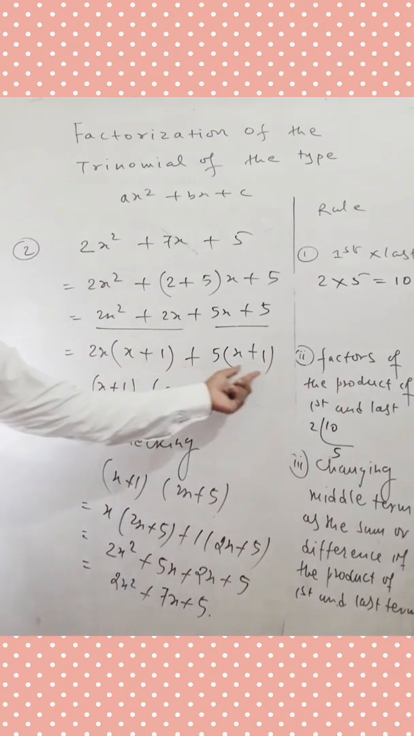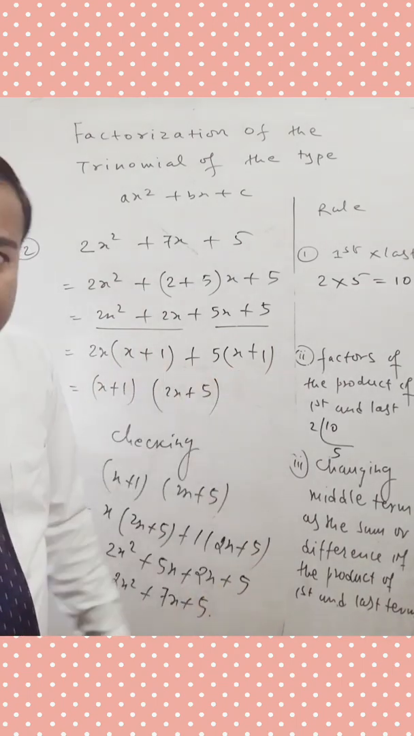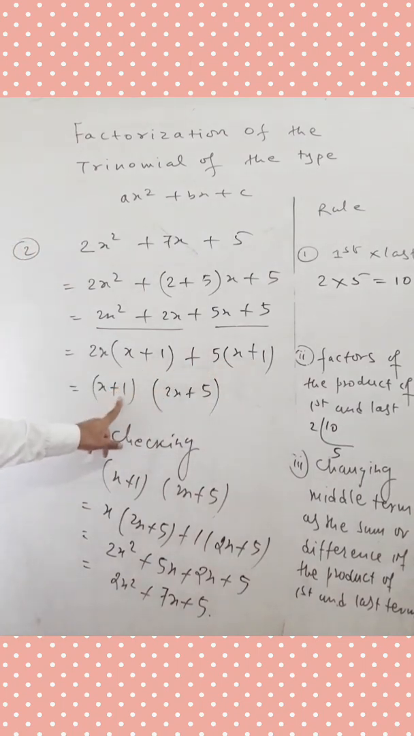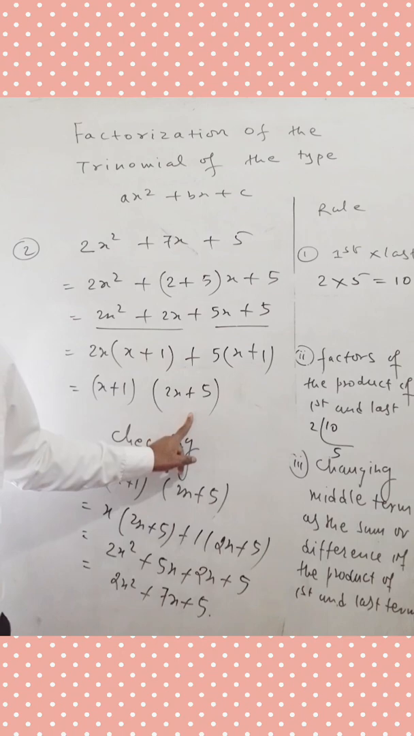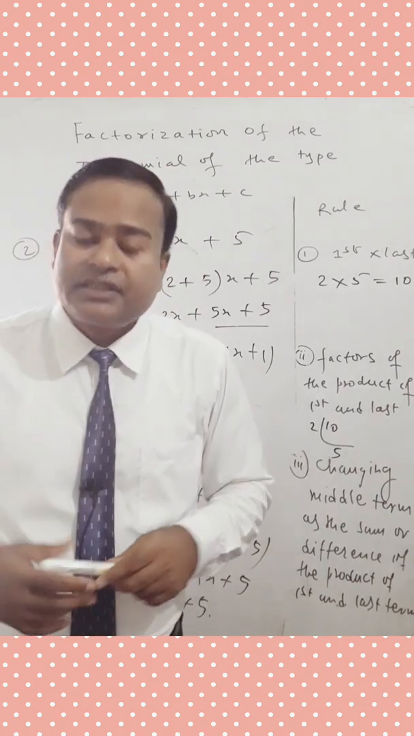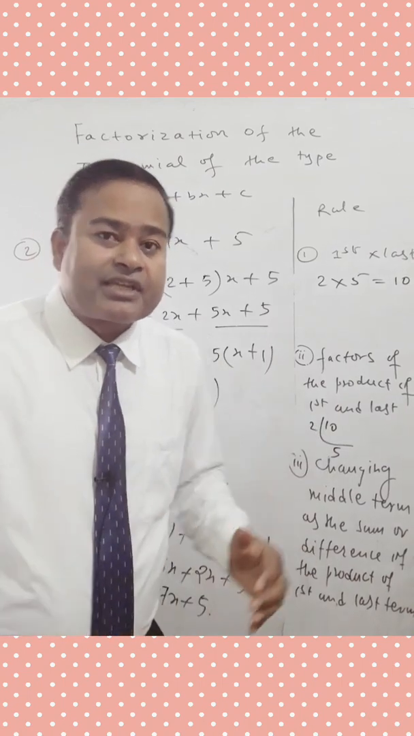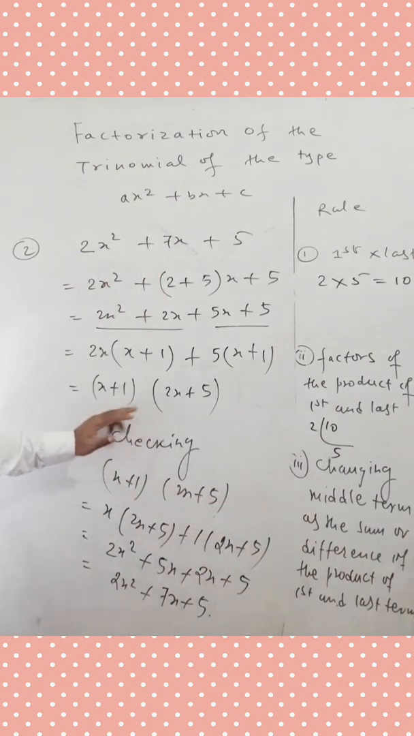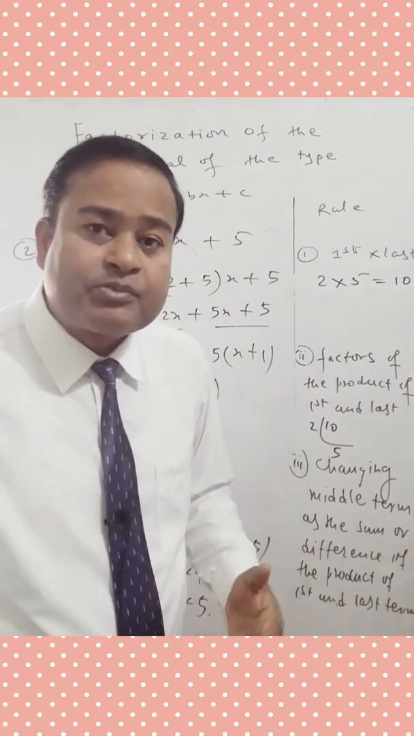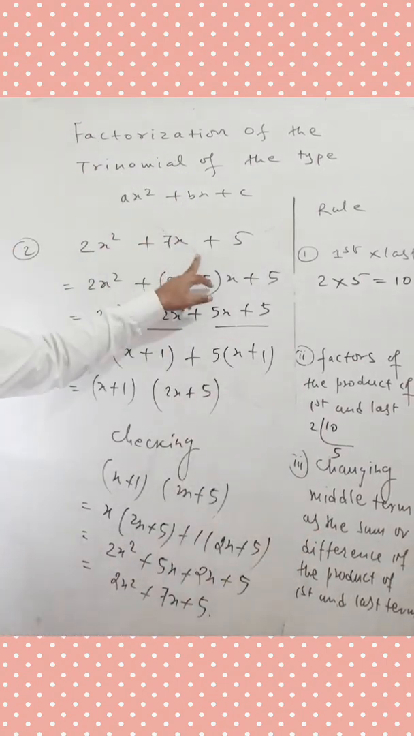This is in the first group and the second group, we have got the same factor, which is x plus 1, which is also called the common factor. So x plus 1 we have taken common, then the remaining factor is 2x plus 5. This means x plus 1 and 2x plus 5 are the required two factors, and we can check whether the solution is correct or not, whether the product of the two factors x plus 1 and 2x plus 5 is equal to 2x squared plus 7x plus 5.